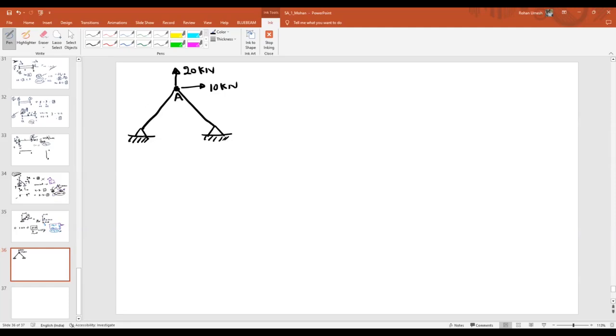Let us say this is A, this is B, and this is C. In the first way, I will consider the free body diagram of the entire truss. How can I represent it? I will remove the supports B and C. This is the entire truss I have considered. This is the 20 kilonewton load acting in the upward direction. This is the 10 kilonewton load. Now tell me, how many reactions will develop at point B?